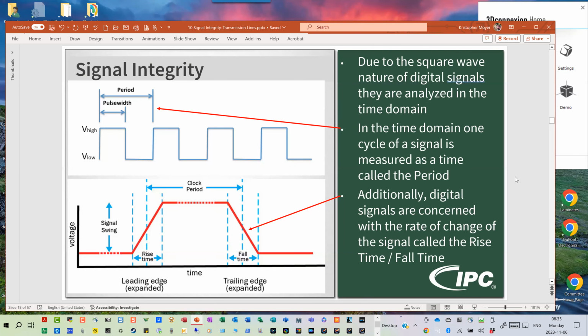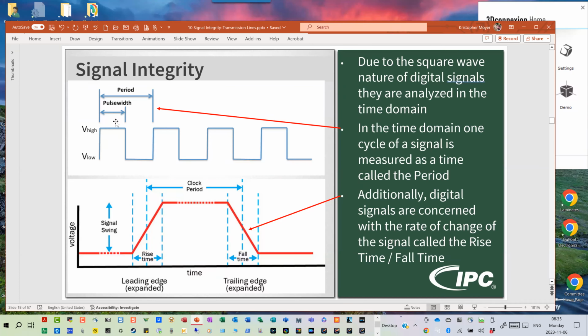Okay, excellent. No problem. Okay, so due to the square wave nature of digital signals, we are going to tend to analyze those in the time domain rather than the frequency domain. In the time domain, one cycle of a signal is measured as a time called the period, from rising edge to rising edge, and so on here. And then we have the amount of time that the square wave signal is at logic 1, or V high right here. We're going to measure that as another time called the pulse width. That's more just straight up for digital engineering. Don't need to worry about pulse width for this class here.